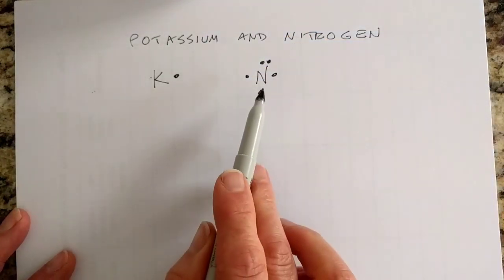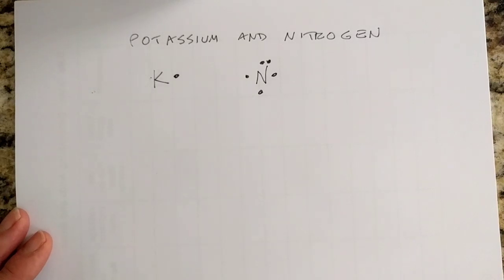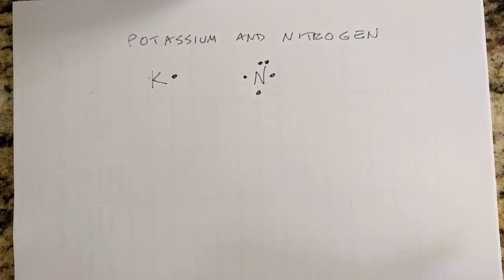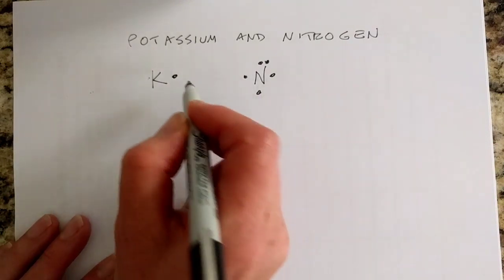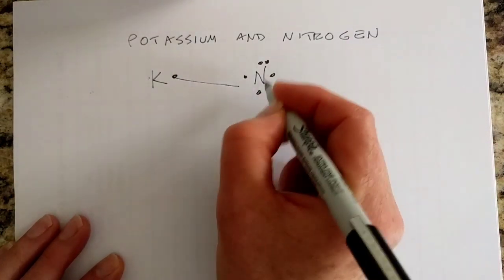Potassium is a metal. Nitrogen is a non-metal. So now we're going to start our electron transfer. Potassium has its 1 valence electron. It's going to give it to nitrogen, so it's going to transfer it over here.